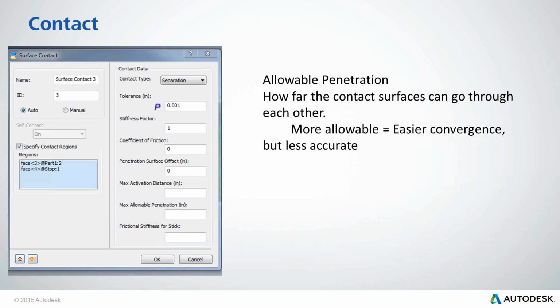Allowable penetration defines how far the contact surfaces can go through each other. More allowable means easier convergence, but could be less accurate. It is always a good idea to go with the defaults at first and modify those parameters as need be.